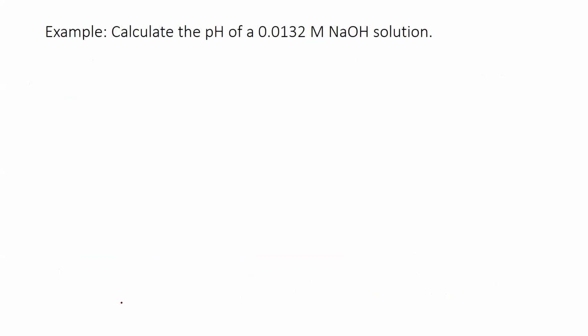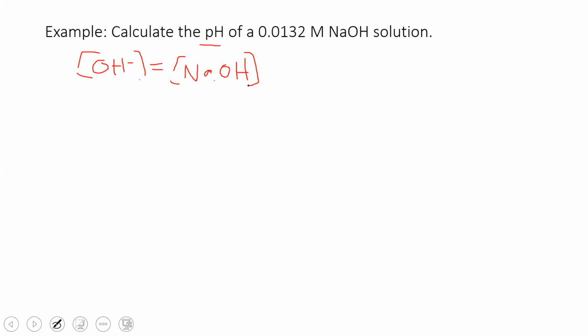So we're going to start out by doing some calculations of strong bases in water, and then we'll do some weak base calculations. The first calculation is calculating the pH of a 0.0132 molar sodium hydroxide solution. Now, this is asking for pH, but we don't calculate pH directly from a base being dissolved. What we calculate more readily is the pOH. So we know that our concentration of hydroxide is going to be the same as the concentration of sodium hydroxide.